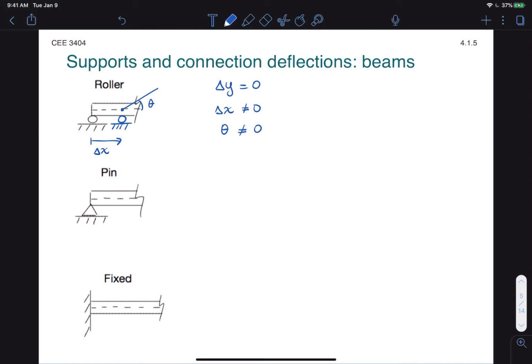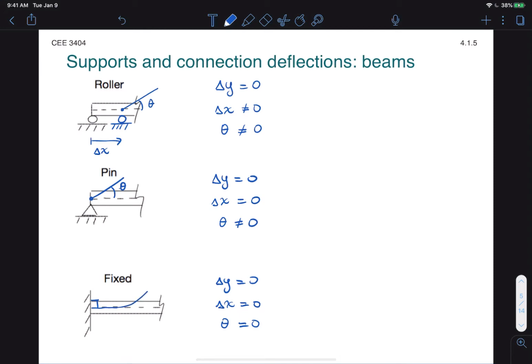Now the pin connection is restrained from motion both in x and y. So we have both change in y and change in x equal to 0, but it is not constrained against rotation, so our angle remains non-zero. Therefore, my beam is allowed to rotate around the pin support. Finally, my fixed connection is restrained from all three types of motion. Therefore, my beam must always come out at a right angle from a fixed support. When it is sufficiently far from the support, then it can start to deflect, like so.